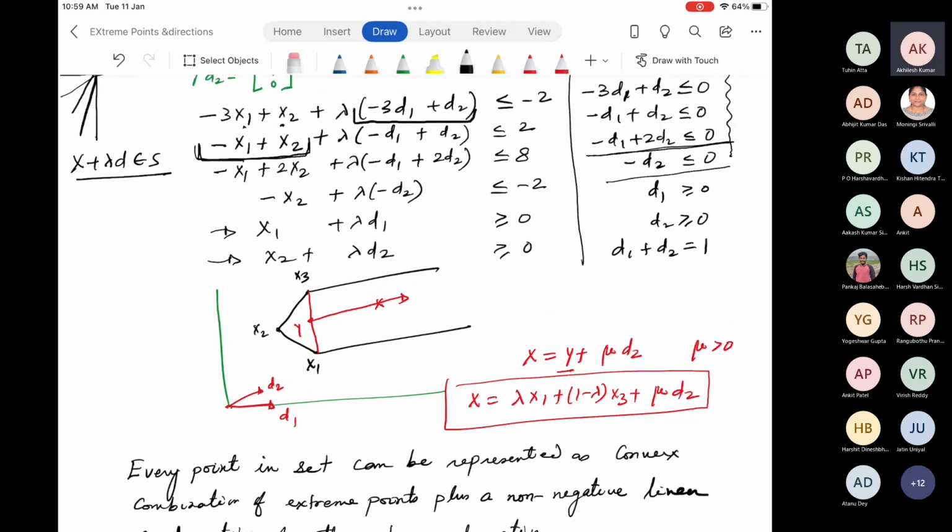Okay, does this make sense? How we can represent any point in the unbounded set, in the convex set, using a linear combination of extreme points plus extreme direction. But this is only required if we have an unbounded set. Otherwise, as long as a bounded set is there, we can always use the extreme points to define all the points.